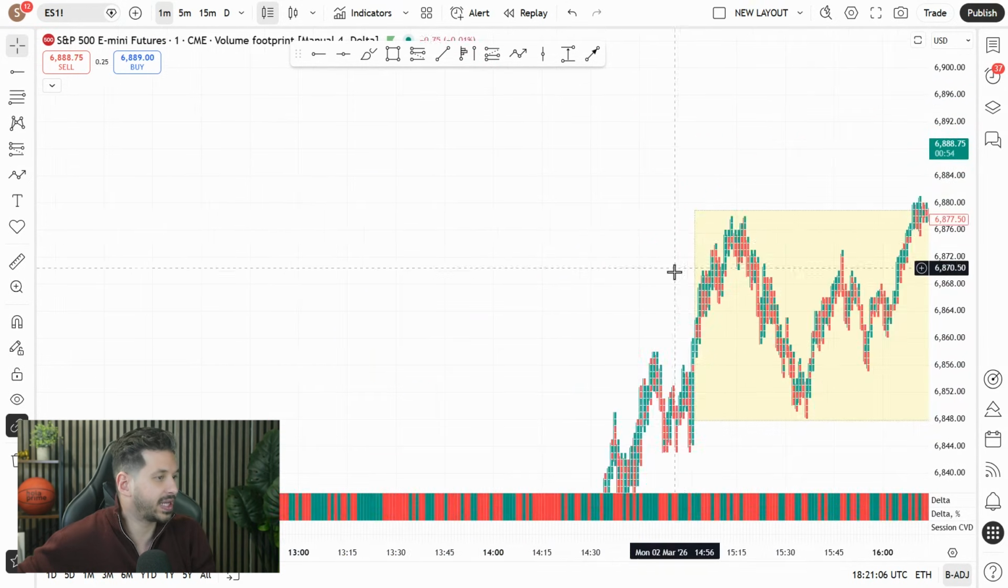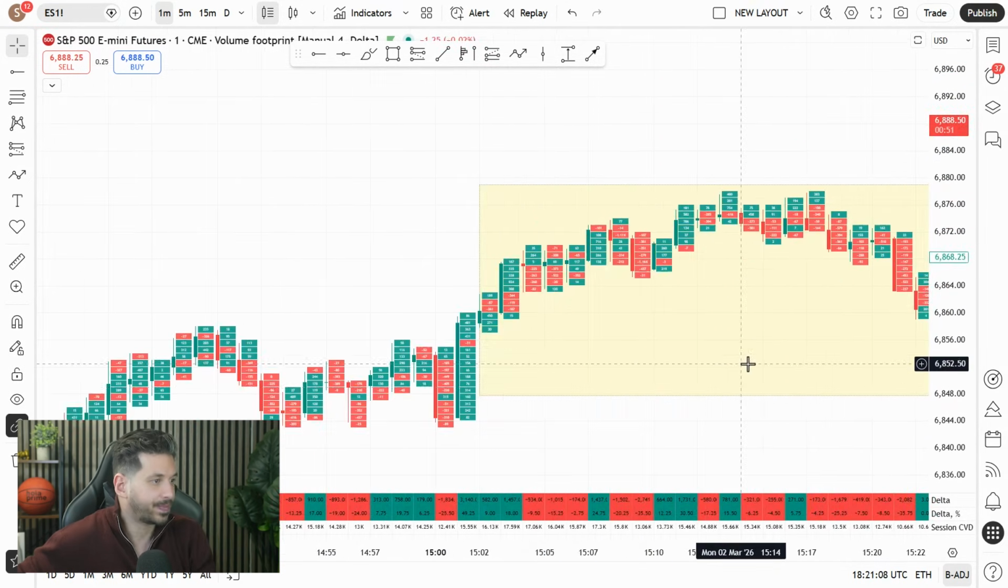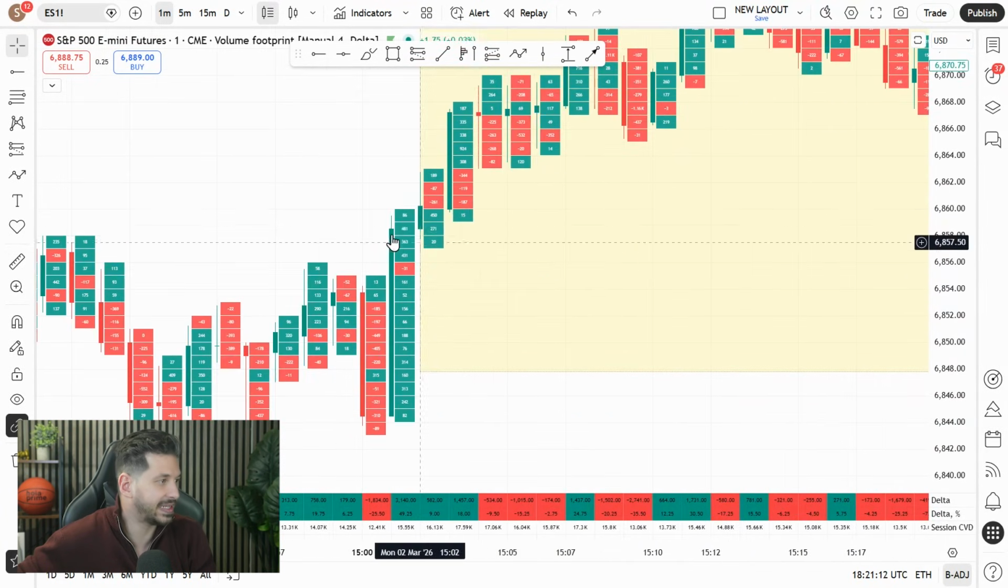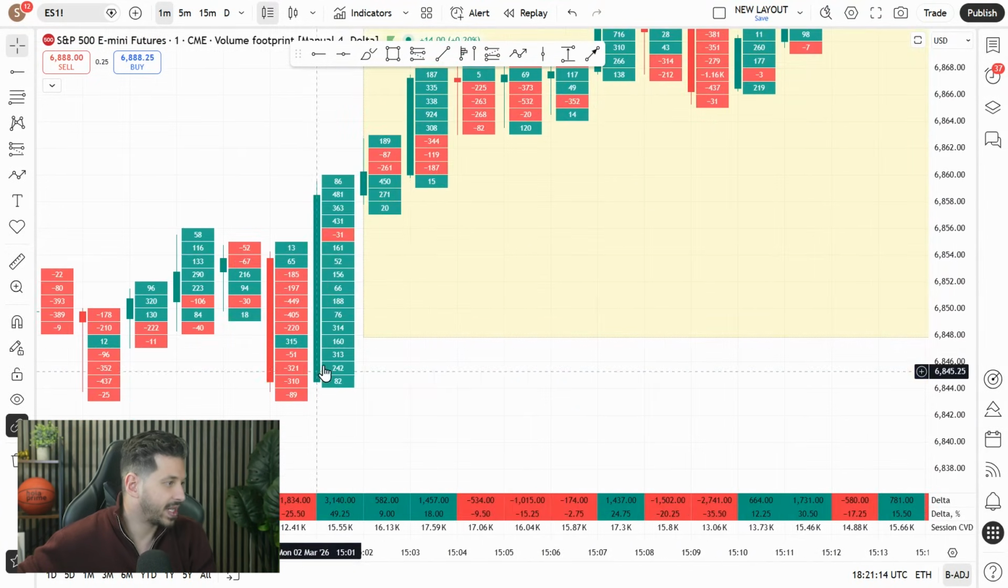So we're going to look at the session CVD at the beginning of the range. Where did the range start? Well, it really started in this area here, right? And you can see that the session CVD, I'll draw it out for you, was at plus 15,550 to the buyers, all right?